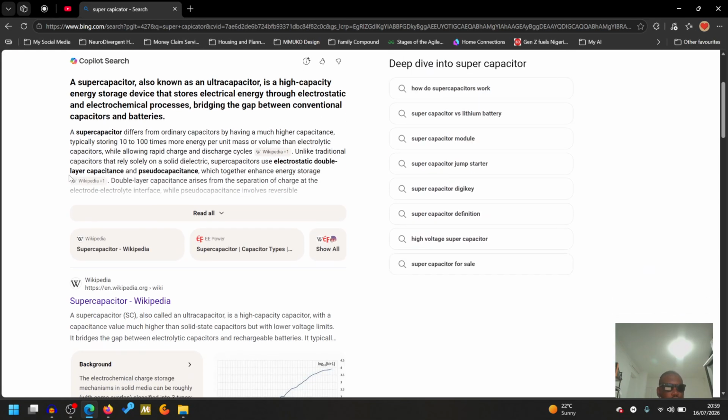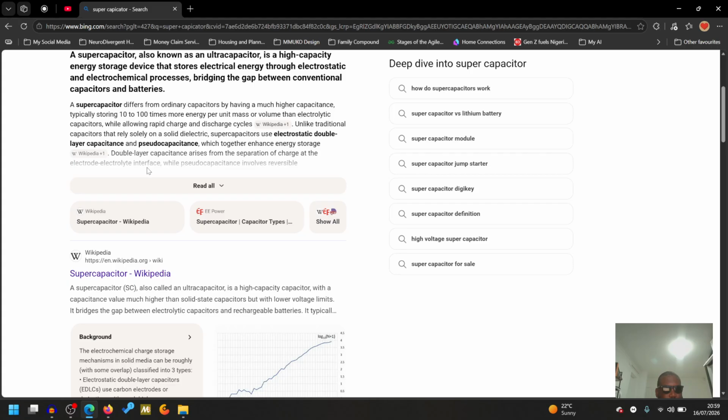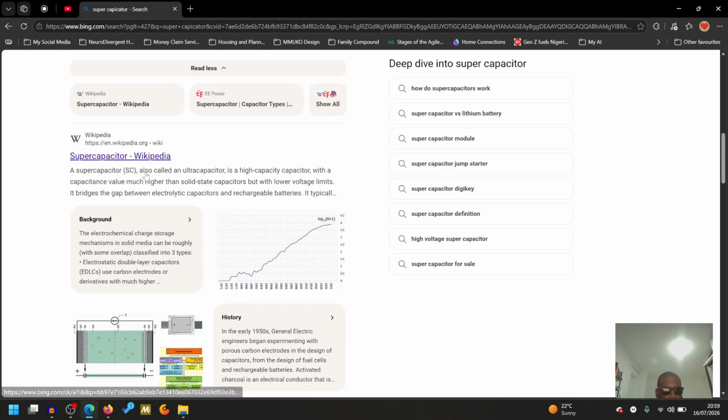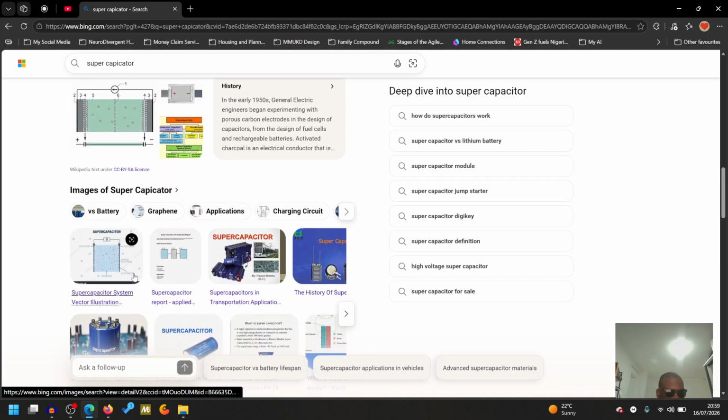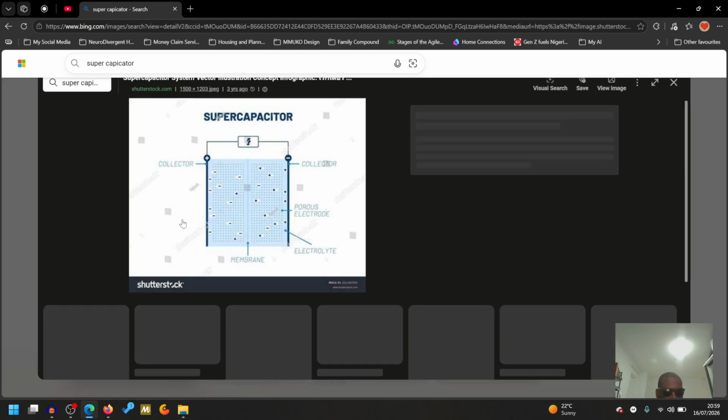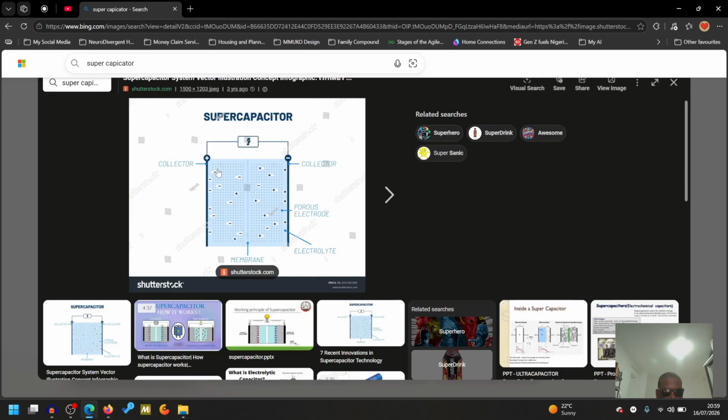A supercapacitor is a high capacity energy storage device that stores electric energy through electrostatic processes, unlike conventional capacitors and batteries. So this is a capacitor here. Electrolytes. Electrode. Membrane. Collector. I don't know what this is.